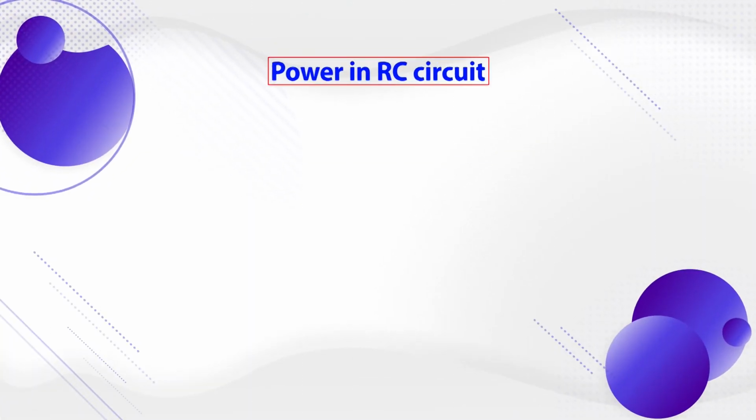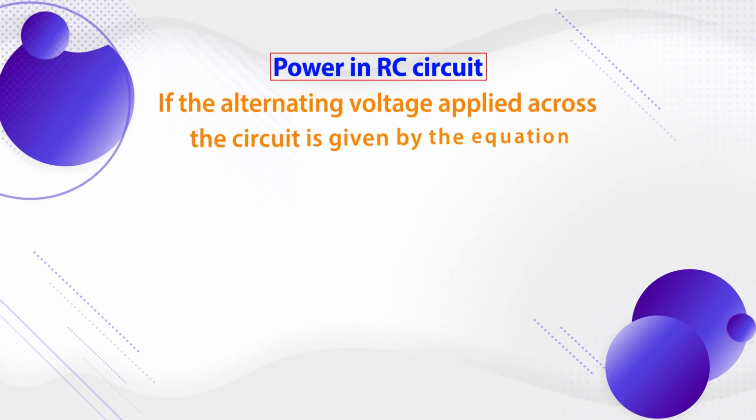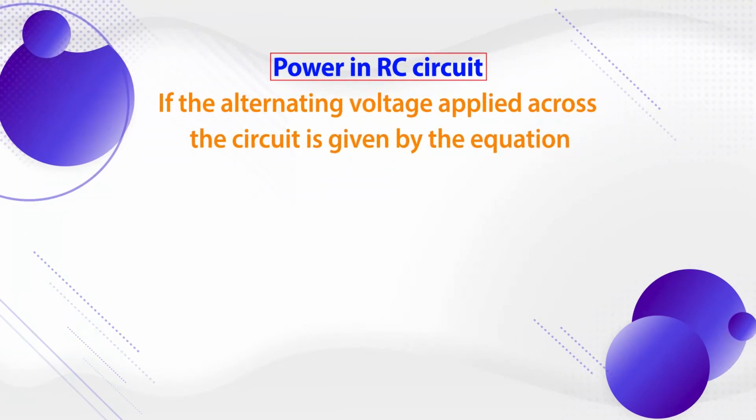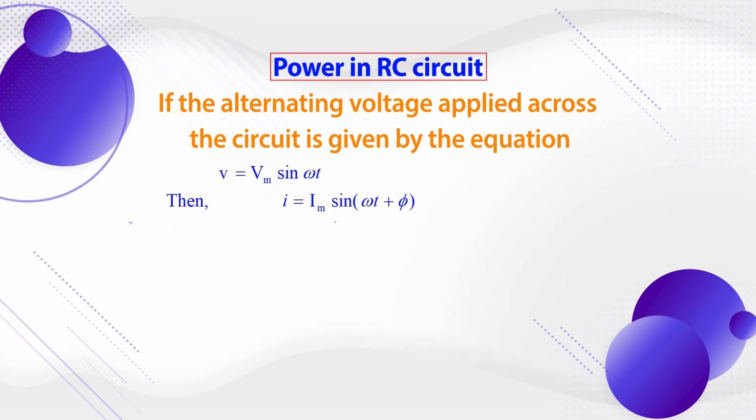Now you have to calculate power in an RC series circuit. If the applied alternating voltage across the circuit is given by the equation v equal to Vm sin omega t, then the current can be written as i equal to Im sin(omega t plus phi). Why? Because in the case of an RC series circuit, the current leads the voltage by angle phi. So it can be written as i equal to Im sin(omega t plus phi).